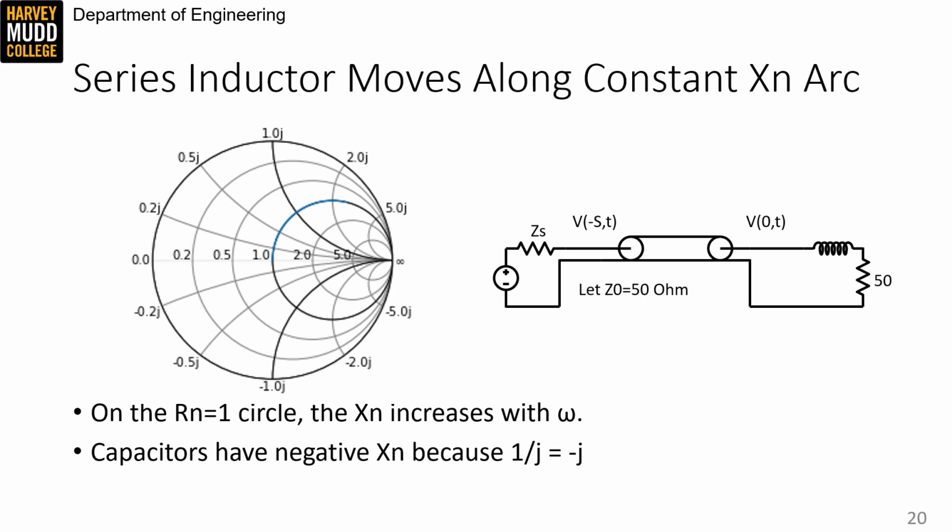We see exactly that on the Smith chart. This locus includes 0, 0 and climbs across different Xn values along the Rn equal 1 circle. Series inductors move around the positive half plane like this because j omega L is a positive reactance. Series capacitors would move around the negative half plane because 1 over j omega C is equal to minus j over omega C, which you can see by multiplying the top and bottom by j. And that's a negative reactance.